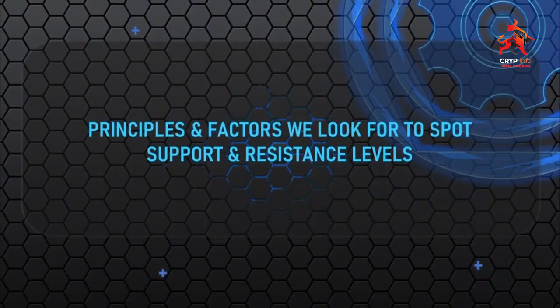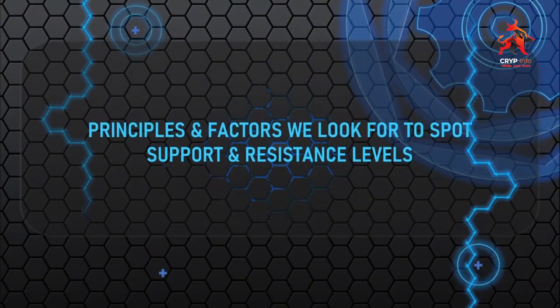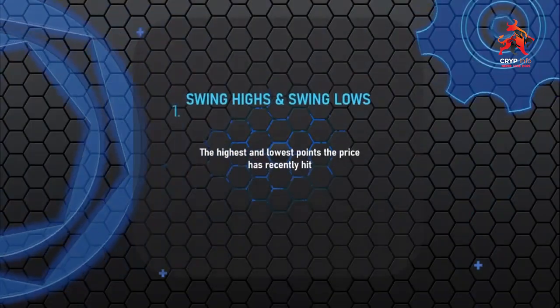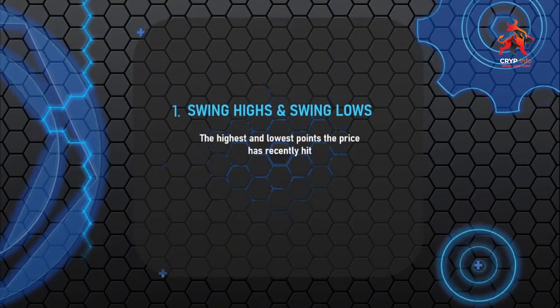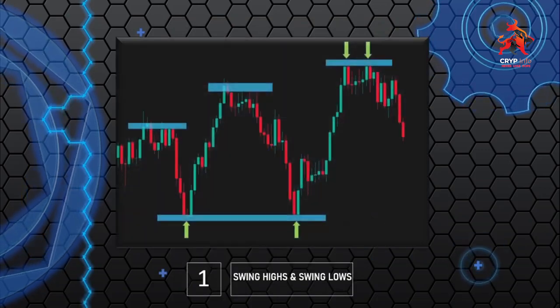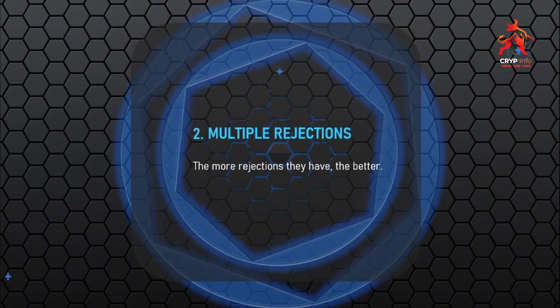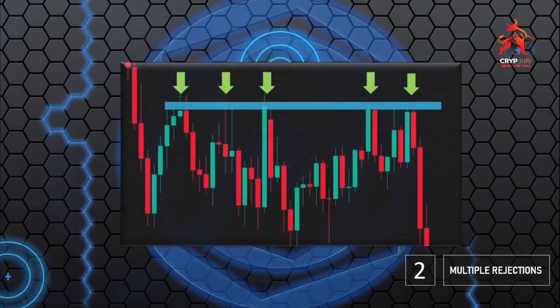Now, there are particular principles and factors we look for to spot support and resistance levels, which we are going to show you right now in this section. 1. We look for swing highs and swing lows, which are the highest and lowest points the price has recently hit. 2. We prefer to look for areas with multiple rejections. The more rejections they have, the better.